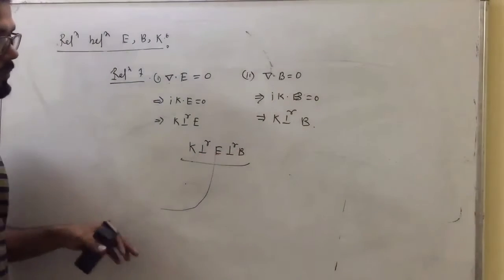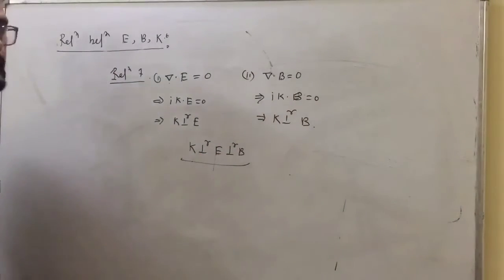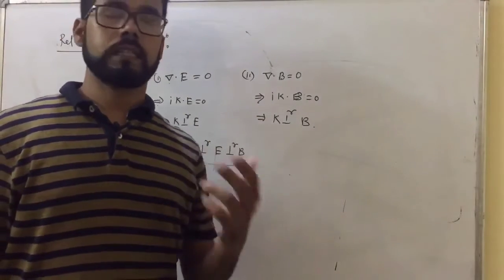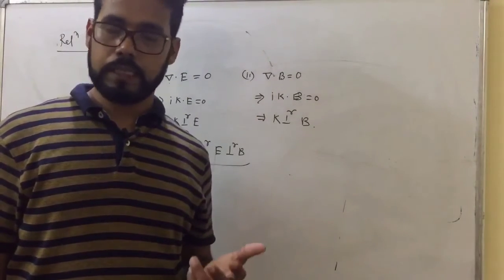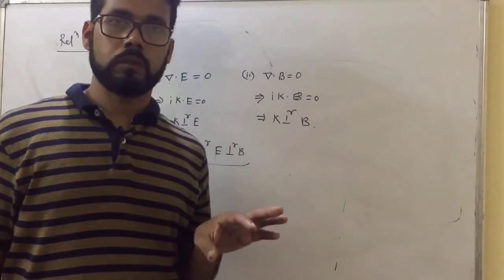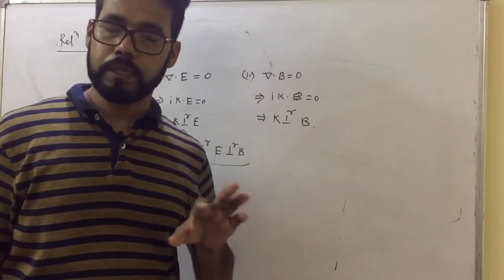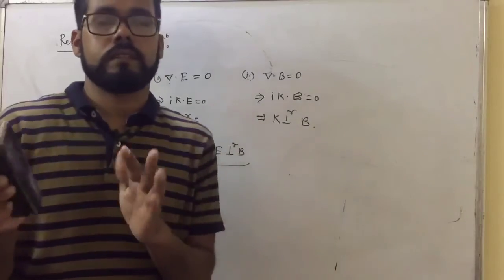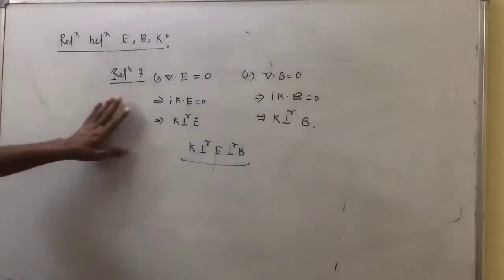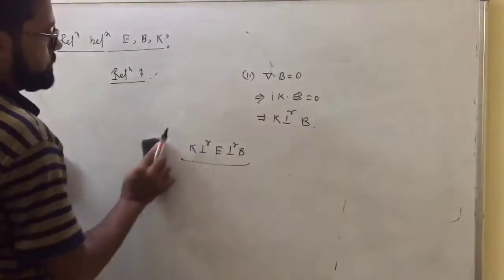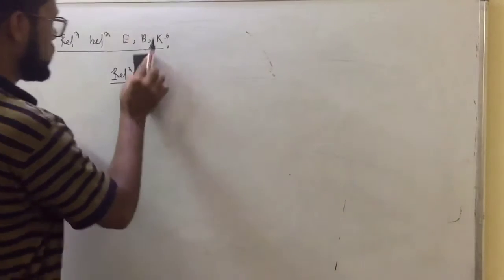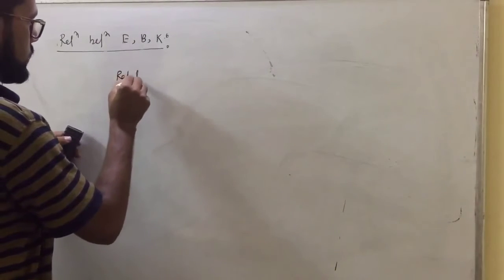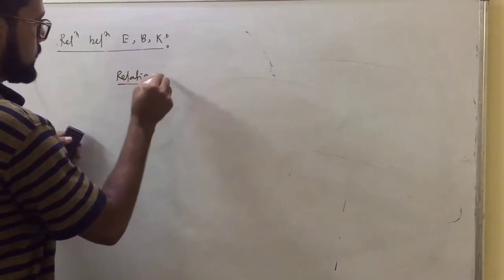From relation 1, I can understand that in an electromagnetic wave, the three variables, electric field, magnetic field, and propagation vector, are all mutually perpendicular to each other, like the Cartesian coordinate system x, y, z. That is relation number 1. Now relation number 2.